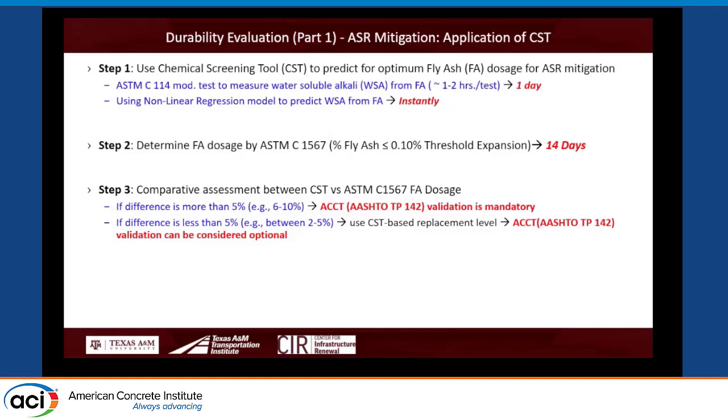1567 data is generated by all the DOTs. Everybody generates 1567 data. I want to use that data. I compare these two. If the difference is below 5%, you don't need any other test. So I am using the 1567 data judiciously. Is 1567 doing a good job or not? The screening tool I am using to justify that. If the difference is more than 5%, then definitely you need a concrete test, which is the accelerated concrete cylinder test, another ASTM test that we developed. So this is our approach.